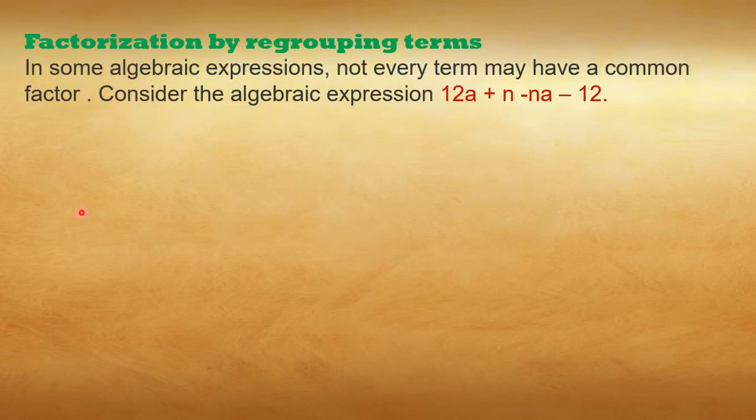Now the second method is factorization by regrouping terms. As the word regrouping shows, the quantities we are given, we have to arrange. Meaning, the terms we have to rearrange. How will we perform it? Let us consider an example: 12a + n - na - 12. In these four terms of the algebraic expression, we have to rearrange the terms, that is, regrouping the terms.